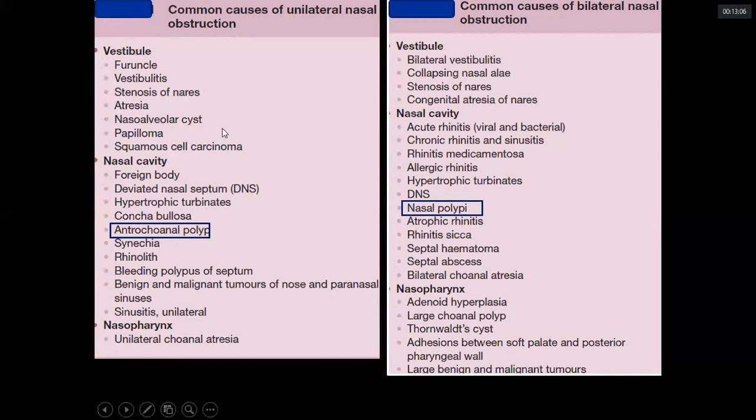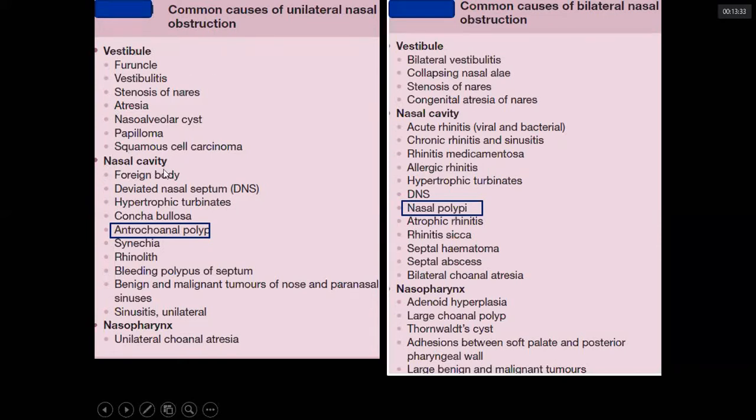Obstruction can occur anywhere in the vestibule, in the nasal cavity, and in the nasopharynx, right? In the vestibule, it could be due to furuncle or vestibulitis, stenosis of the nares, atresia, nasoalveolar cyst. This is not a very common condition. Similarly papilloma and squamous cell carcinoma. And this is very common. These things can be seen from outside and can easily be diagnosed.